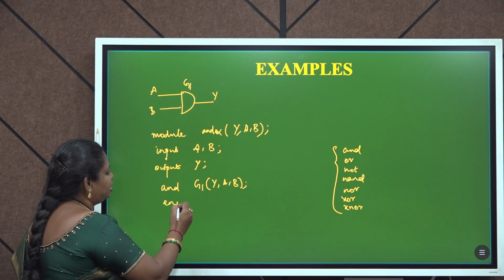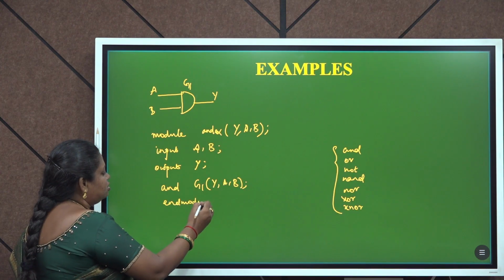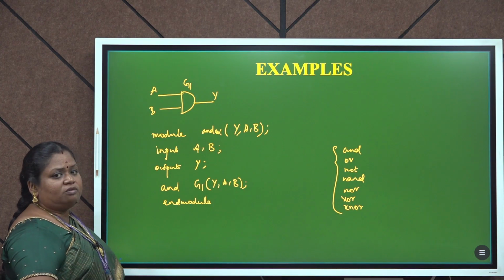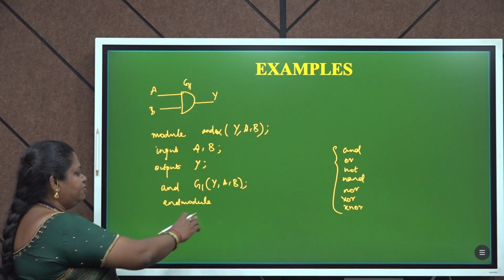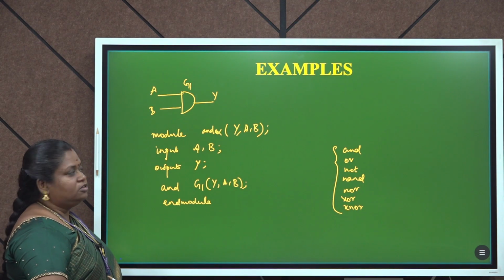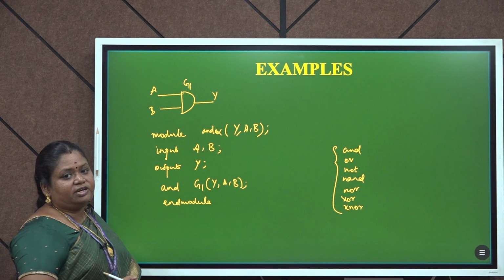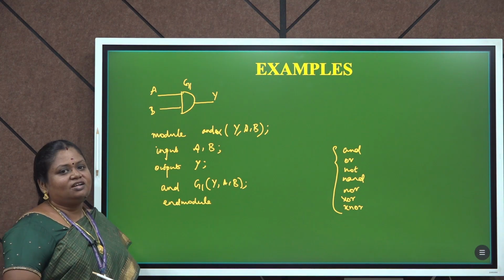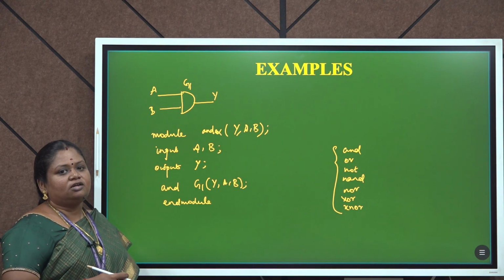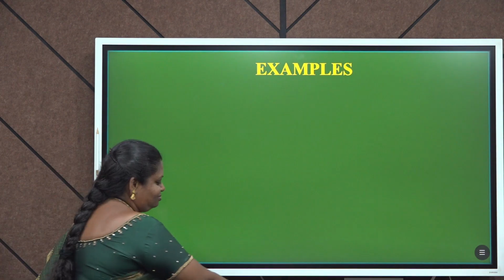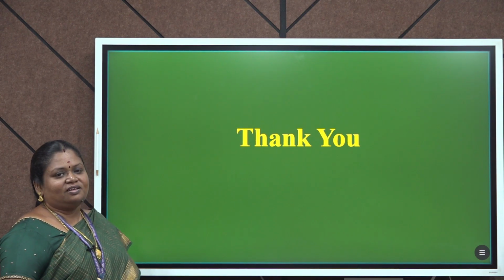I am closing with the endmodule statement. Here it should not end with a semicolon, so we have to be very clear when writing endmodule. A similar process can be done for all the rest of the basic gates like OR, NOR, XOR, XNOR, every gate. Thank you all.